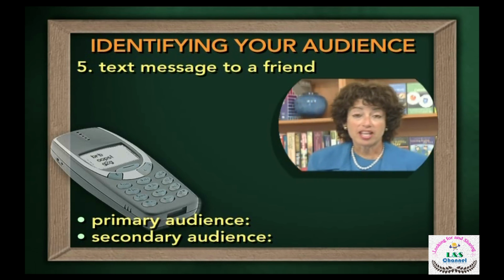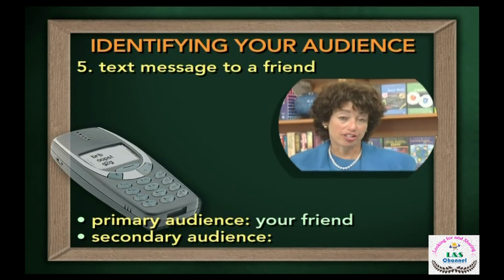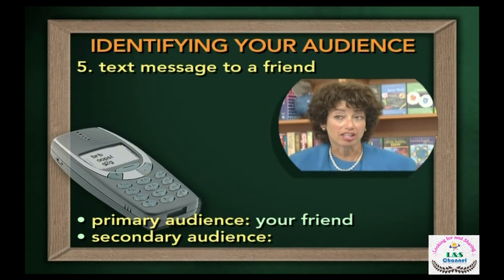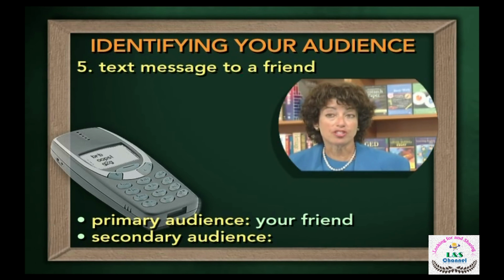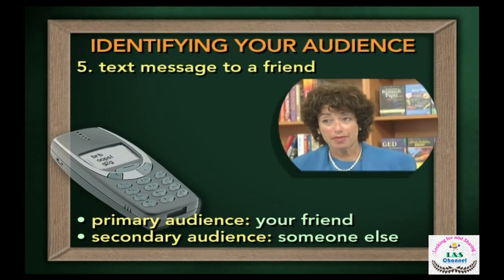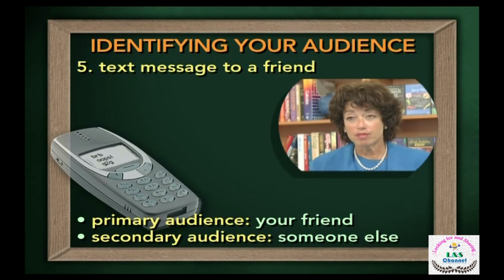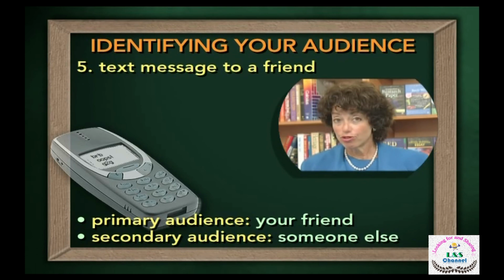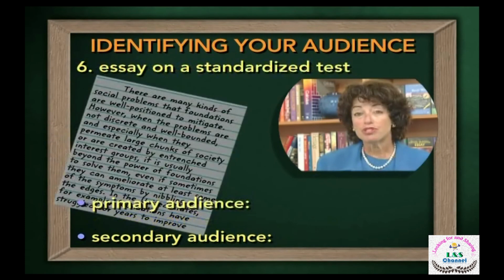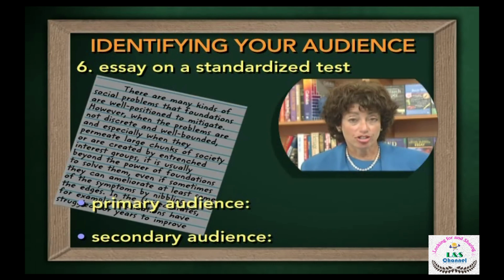Well, as you send a text message, you're assuming that your friend is going to be your primary audience because you're texting just to your friend. However, you can't be sure that your friend won't show the text message to someone else or even send it on to somebody else. Thus, always consider the possibility of a secondary audience when you text. Never assume that that message is going to be completely private because once it's on your phone, other people can see it as well. Number 6, an essay on a standardized test.